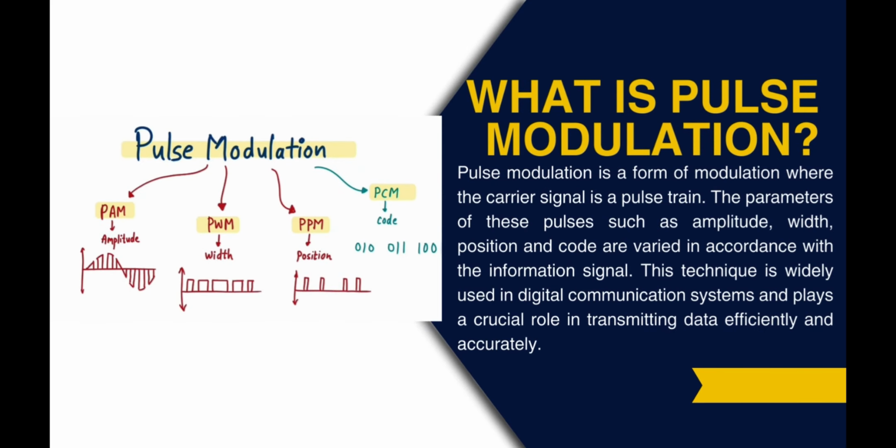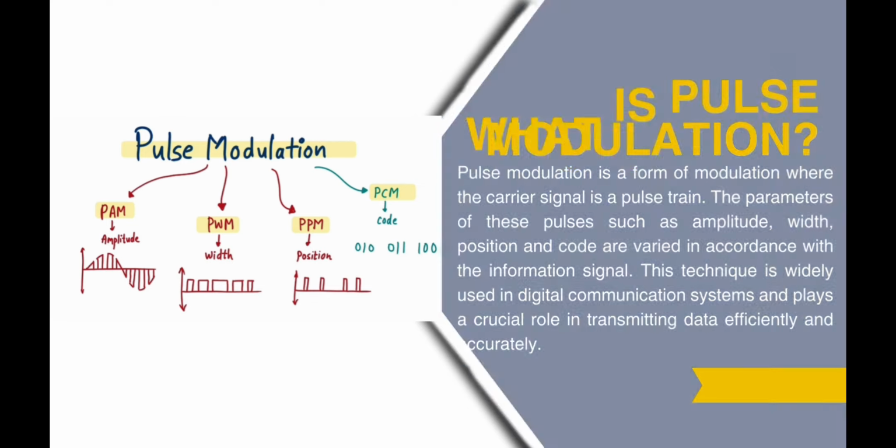Pulse modulation is a form of modulation where the carrier signal is a pulse train. The parameters of these pulses are amplitude, width, position and code, which are varied in accordance with the information signal. This technique is widely used in digital communication systems and plays a crucial role in transmitting data efficiently and accurately.